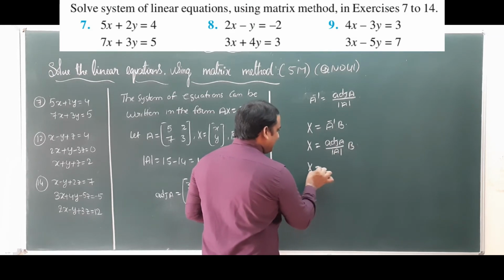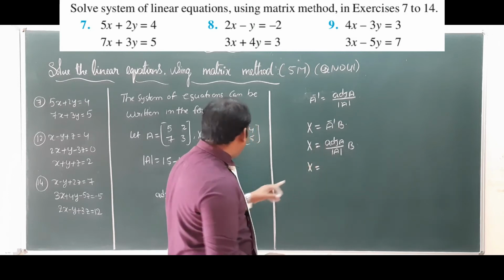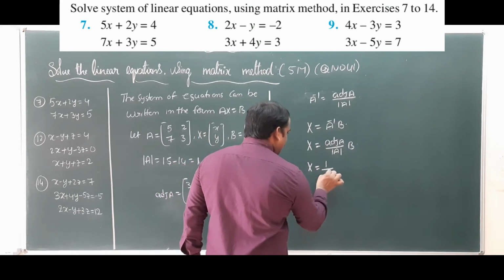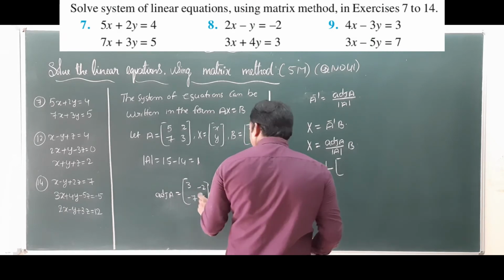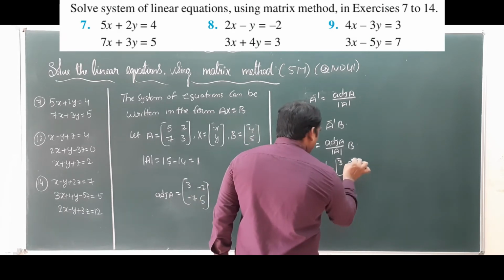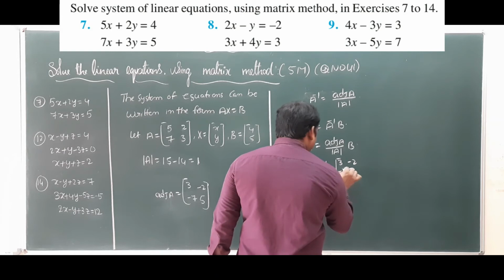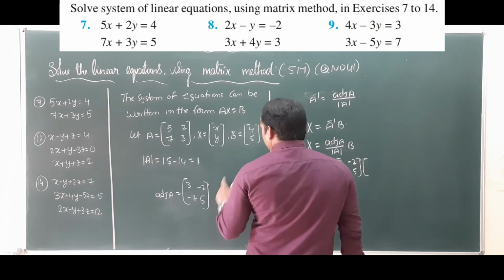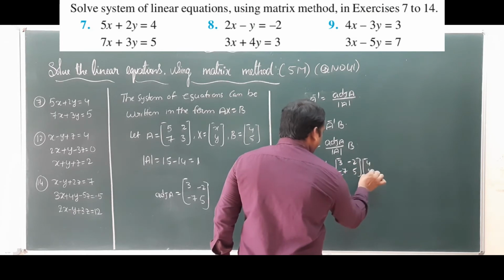Now X equal to, what is the adjoint of A here? Adjoint of A we got, and determinant of A also we got. Determinant of A value 1. Now adjoint of A here 3, minus 2, minus 7, 5, into B matrix. What is the B matrix here? 4, 5.